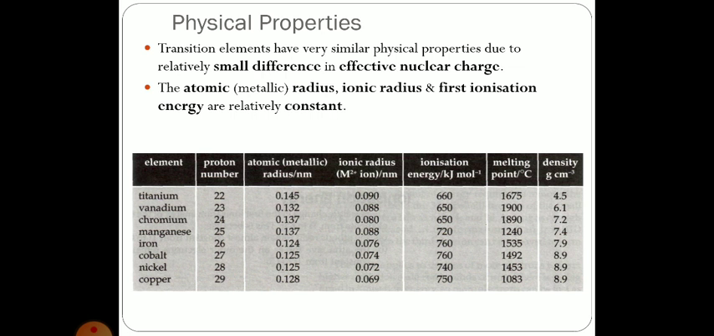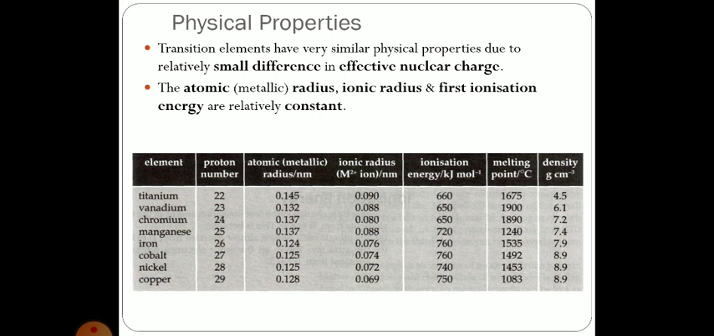Now students, if you look at their corresponding physical properties, transition elements have very similar physical properties due to a relatively small difference in the effective nuclear charge. Their atomic radius, ionic radius, and first ionization energy are relatively constant. If we observe the following chart, you will notice that their corresponding values tell us that atomic radius, ionic radius, and first ionization energy are relatively constant.